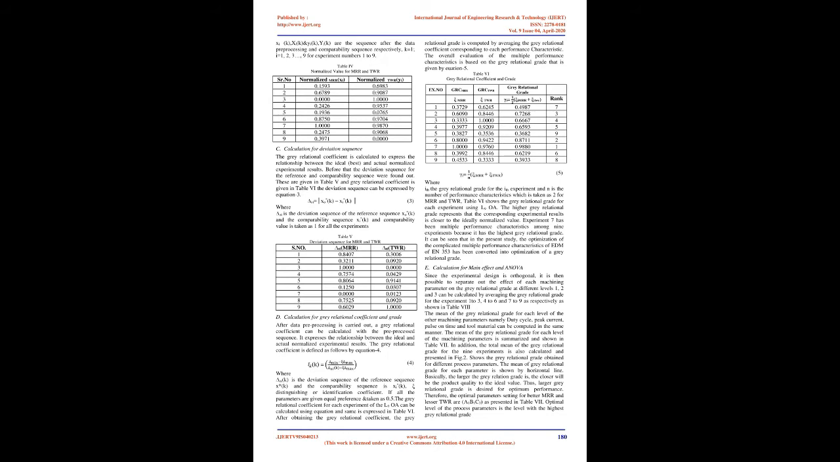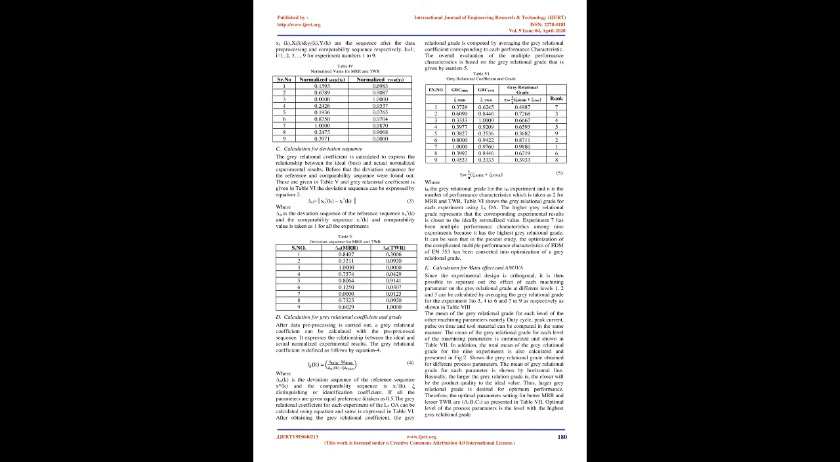C. Calculation for deviation sequence. The Gray relational coefficient is calculated to express the relationship between the ideal, best, and actual normalized experimental results. Before that, the deviation sequence for the reference and comparability sequence was found. These are given in Table 5 and the Gray relational coefficient is given in Table 6. The deviation sequence can be expressed by equation 3.